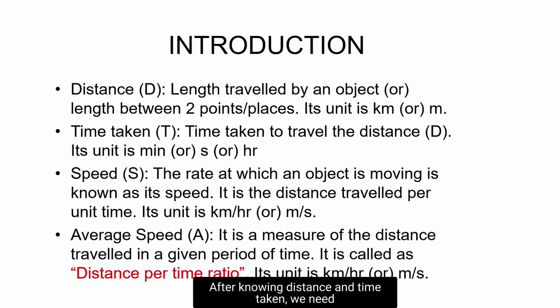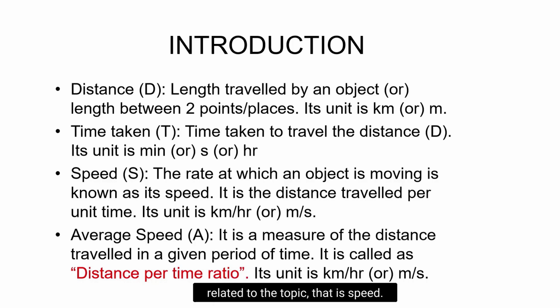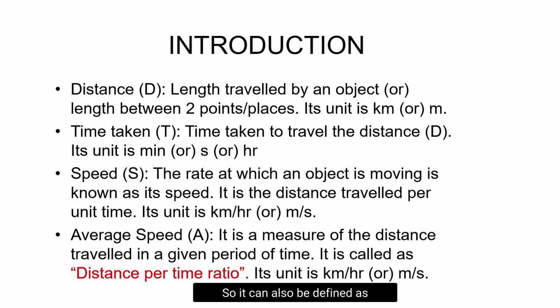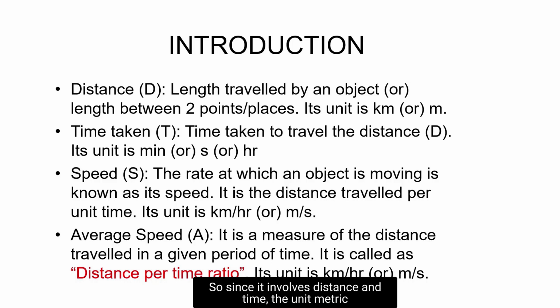After knowing distance and time taken, we need to be aware of the most important definition related to the topic, that is speed. Speed is defined as the rate at which an object is moving. So it can also be defined as the distance traveled per unit time. Since it involves distance and time, the unit metric of speed involves both the units of distance and time. Therefore, the unit metric of speed can be defined as kilometer per hour or meter per second.